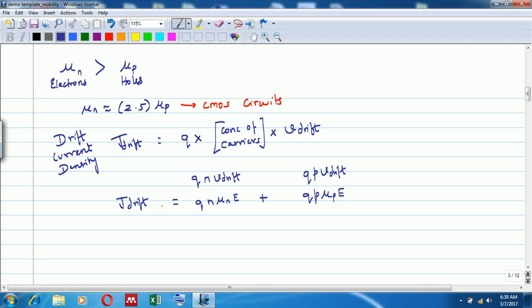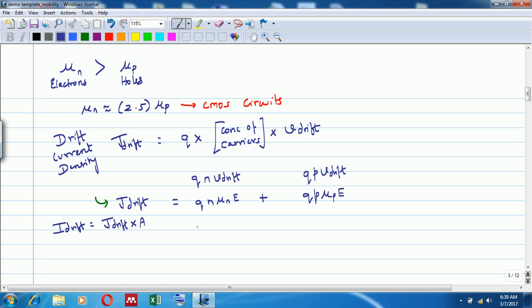This is the total drift current density. To get the drift current from here, this is current density. To get the drift current, you just have to multiply this drift current density with the area of cross section where the current is flowing. So this is an important expression which you should remember.